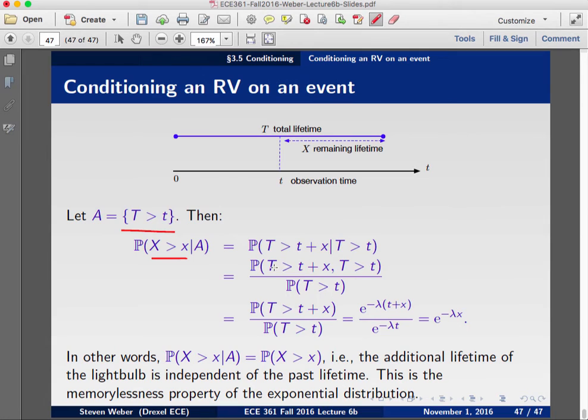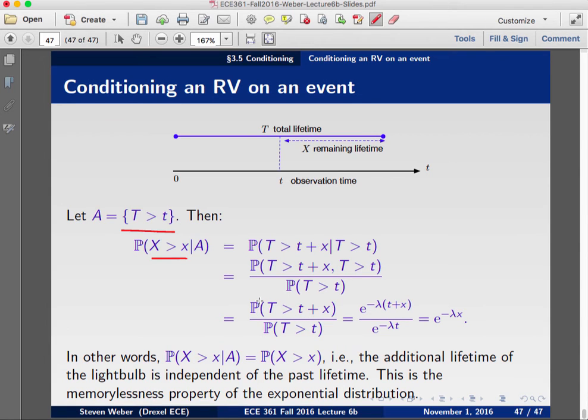Now, the event that the total lifetime exceeds t plus x is necessarily a subset of the event that the total lifetime exceeds t. The event that you live to be 80 or more is a subset of the event that you live to be 60 or more. Okay? So their intersection is equal to the smaller event. If A and B are two sets with A a subset of B, then the intersection of A and B is A, is all I'm saying. So now my numerator is simply the probability that the unconditioned total lifetime exceeds t plus x. And the denominator is again the probability that the total lifetime exceeds t.